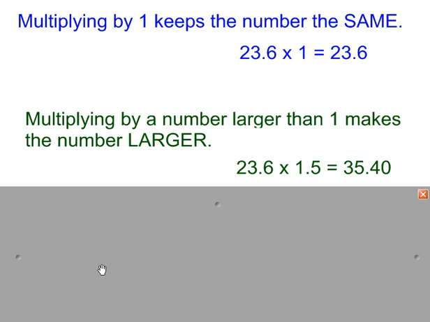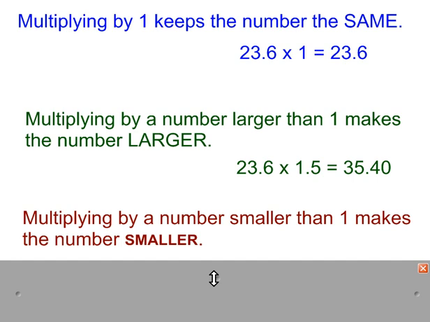When multiplying by a number larger than 1, the number will be made larger. So if we take 23.6 times 1.5, we get 35 and 40/100. Notice that 35 and 40/100 is larger than 23.6.